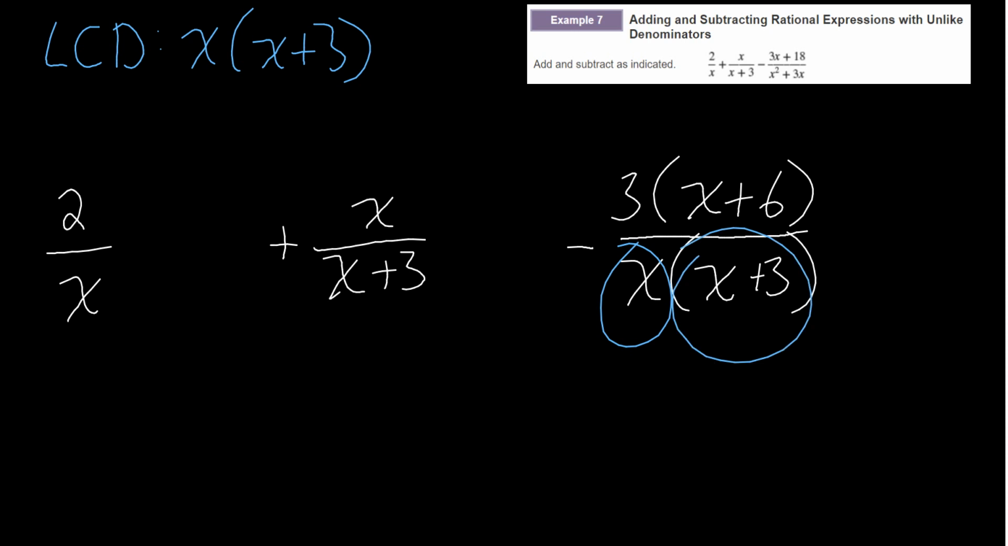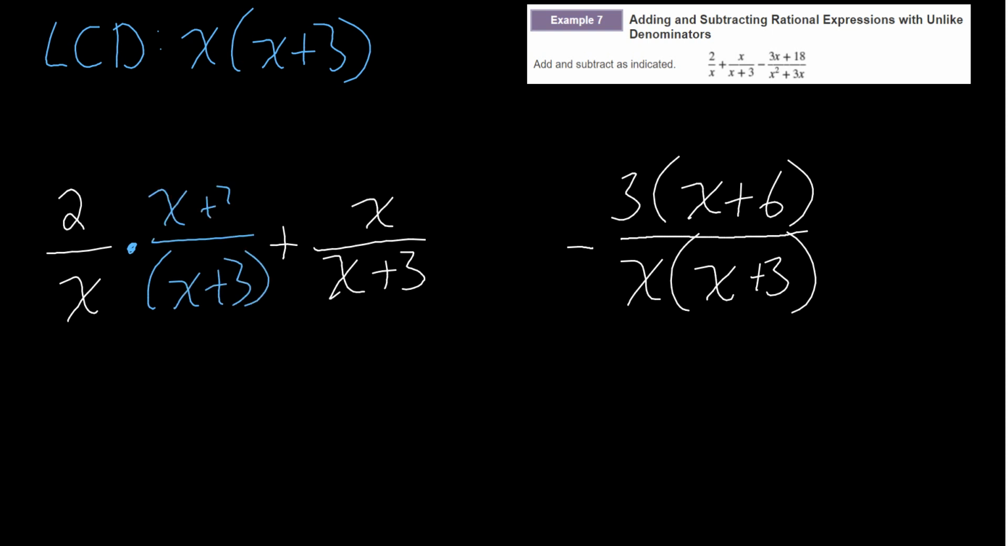All right, now I'm going to look at my highest power of those factors. What's my highest power of x? That's just the first power. Highest power of x plus 3, again, just the first power. So my least common denominator is simply x times (x plus 3). So I need to multiply this by (x plus 3) over (x plus 3), and I'll need to multiply this by x over x. And the last one, I don't have to touch at all. It already has my least common denominator, x times (x plus 3).